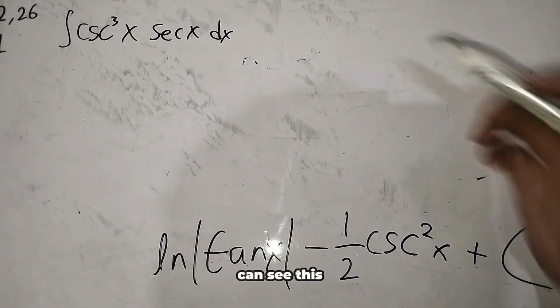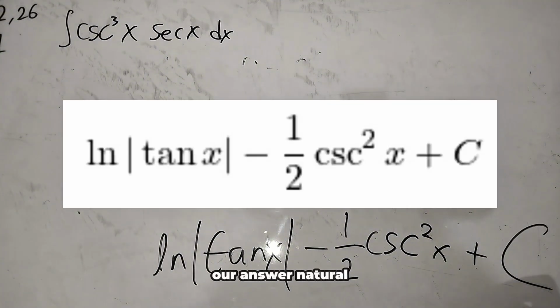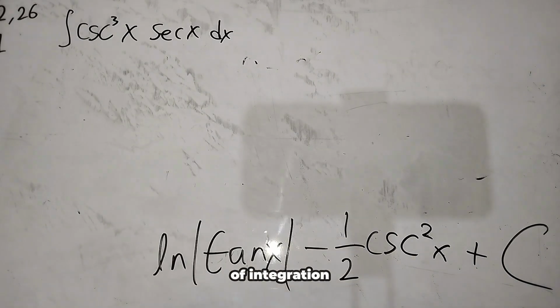So as you can see, this is our integral. This is our answer: the natural log of tangent x minus a half of cosecant squared x plus the constant of integration.